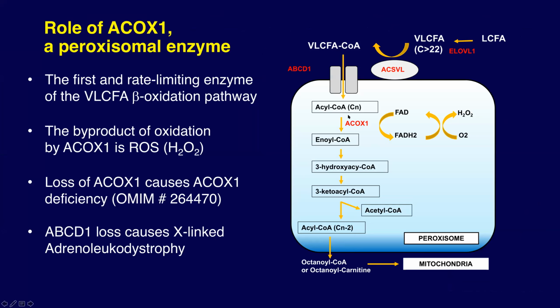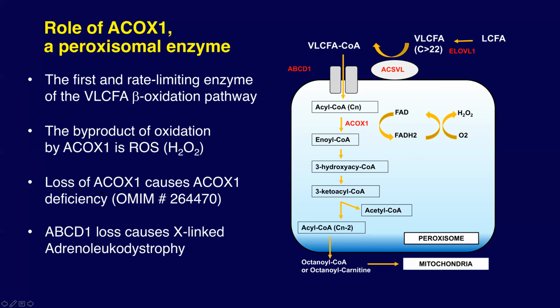So ACOX1 is a critical enzyme in peroxisomes that is involved in shortening the very long chain fatty acids. Long chain fatty acids are turned into very long chain fatty acids through an enzyme, ELOVL1, and then these are imported into the peroxisome. The first reaction is a shortening of this long chain to a shorter chain, and this leads to the production of high levels of hydrogen peroxide. Those high levels of hydrogen peroxide are diminished through catalase. And so this enzyme is a rate limiting step.